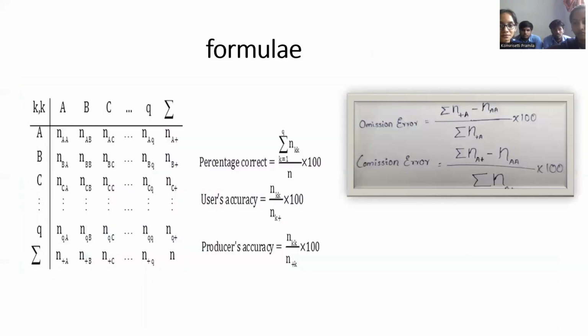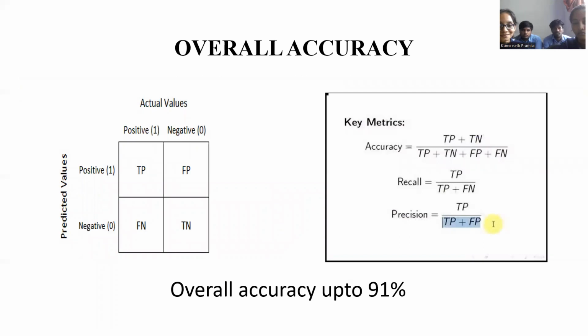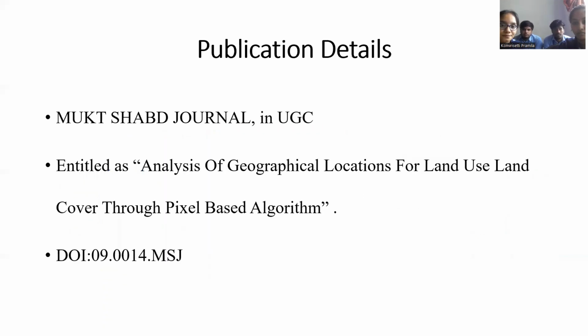Overall accuracy is the corrected sample pixels divided by the total number of sample pixels. We find the overall accuracy to be up to 91%.